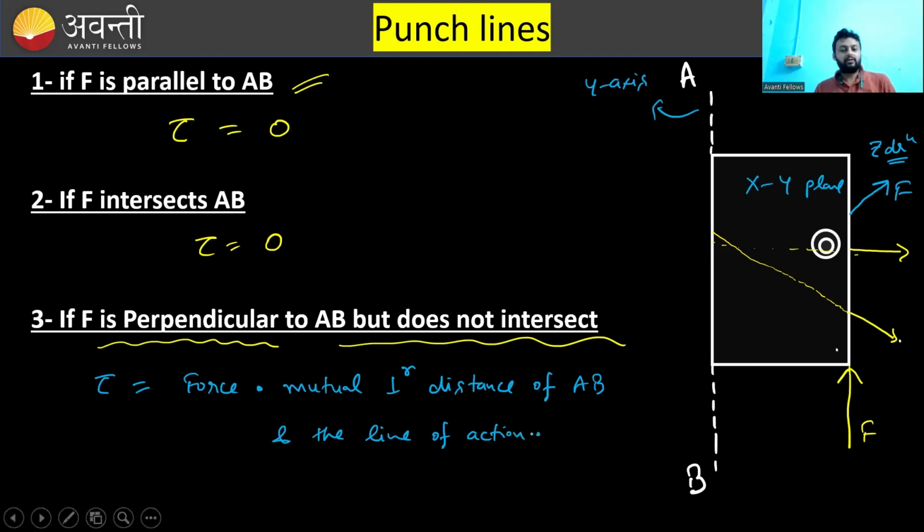And the line of action. So how can you calculate the torque? You just need to find the mutual perpendicular distance between the axis and the force. In this case, can you see that the axis is along AB, and the force is acting at this point in the Z direction. So what is the mutual perpendicular distance? This is the mutual perpendicular distance. So we can write it as R perpendicular. So tau is F into R perpendicular.